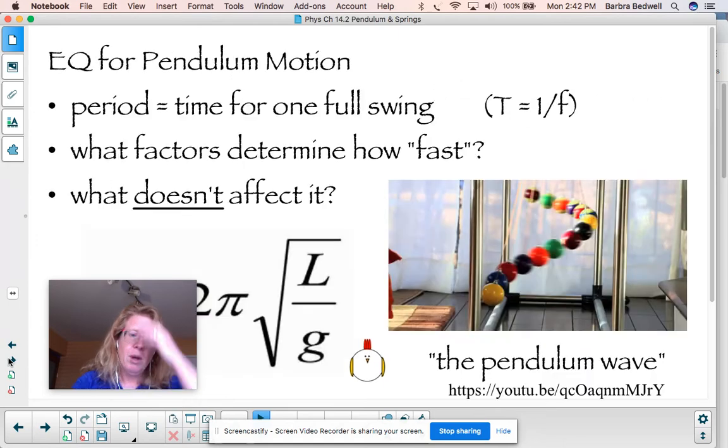Okay, so when we're trying to actually quantify how a thing is moving, how a pendulum is moving, there is an equation for it.